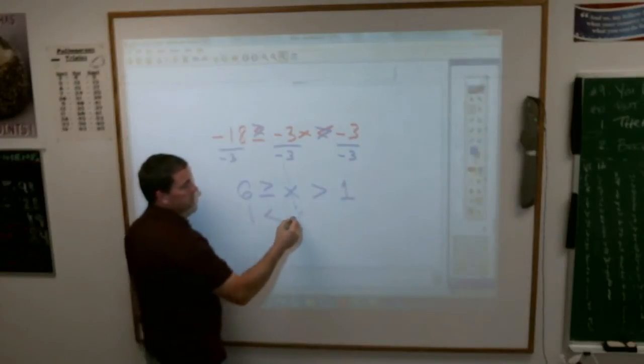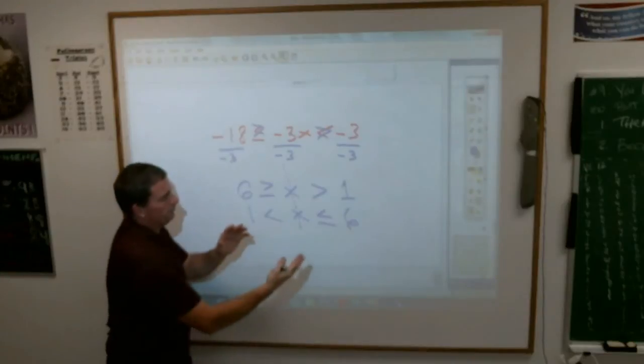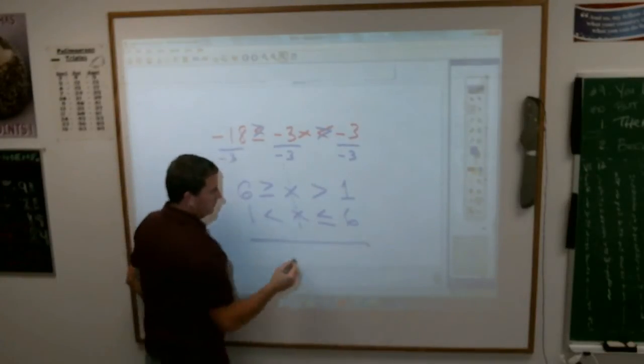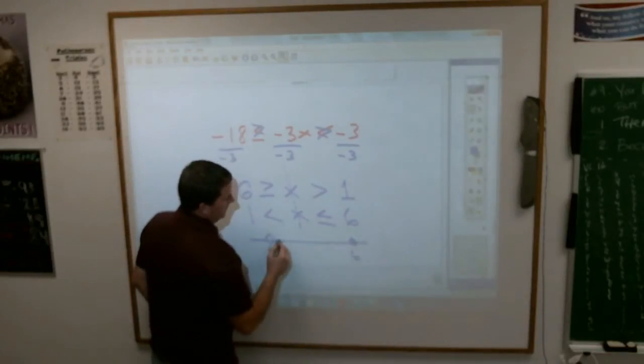It's like you flip the whole thing around, spun it on that axis, and graphing it would be: you're at 1, there's an open circle, at 6, there's a closed circle, and it goes together.